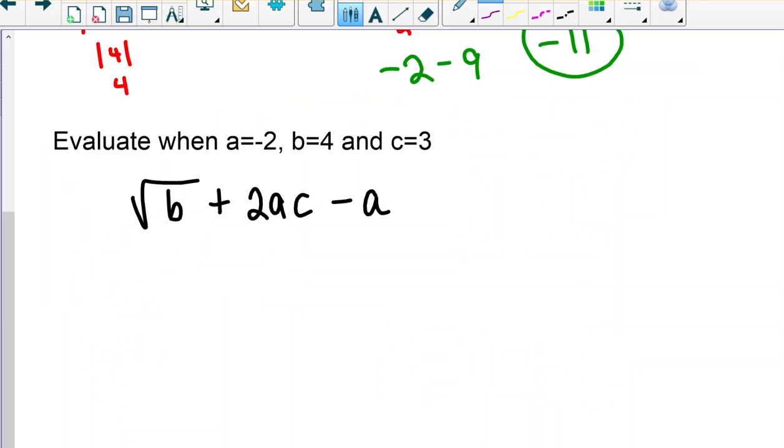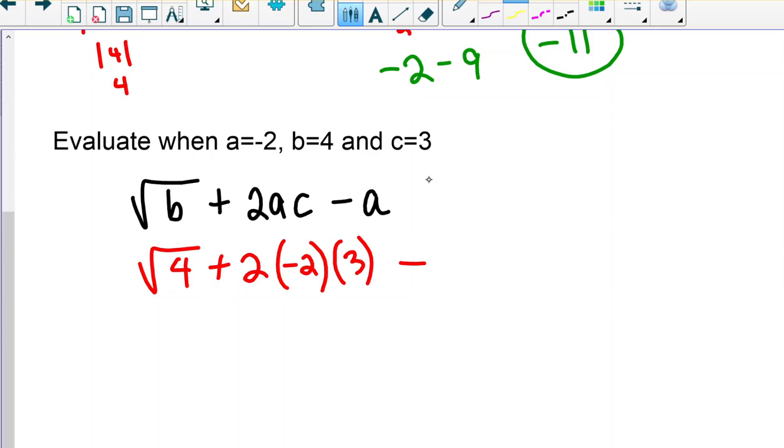All right, let's do a second example. So in this case, I have the square root of b plus 2ac minus a. So again, my first step is to replace my variables with the numeric values. Okay, so this is the square root of b is equal to 4. Okay, plus 2. And again, I always want to use parentheses. My a is -2. My c is 3. And I'm subtracting my a, which is -2.